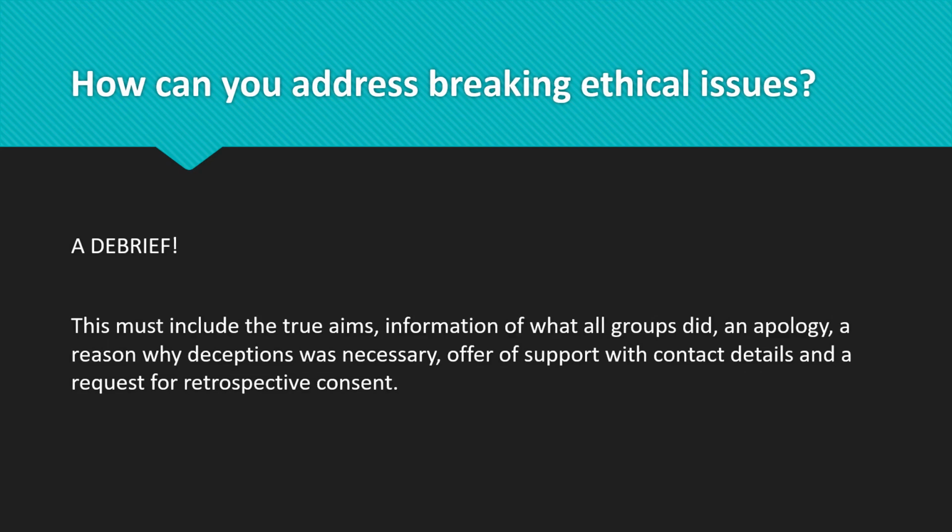And in a debrief, you must include the true aims, so exactly what you were aiming to do. You have to include information of what all the groups did. So if there was 2-3 different groups, tell the participant what exactly each group did. You have to apologise for deceiving them and tell them why it was necessary. Now you can't just say because we could have got demand characteristics. An individual might not know what that means. So we need to give reasons why, but without psychological key terms. We also need to offer support with contact details, and we might have to request the retrospective consent, especially if we've lied to them quite a lot. We will have to ask for their consent again.